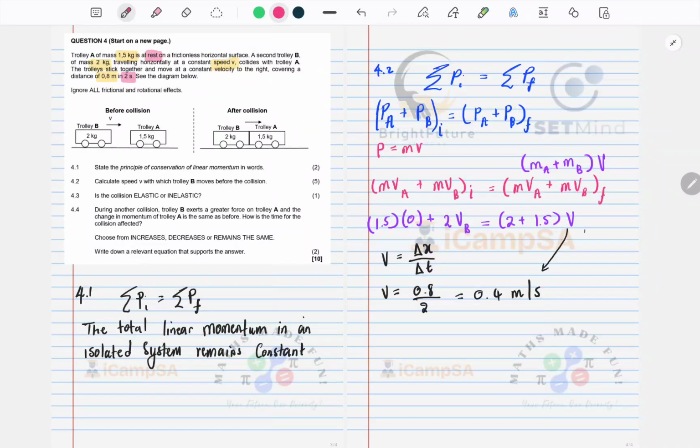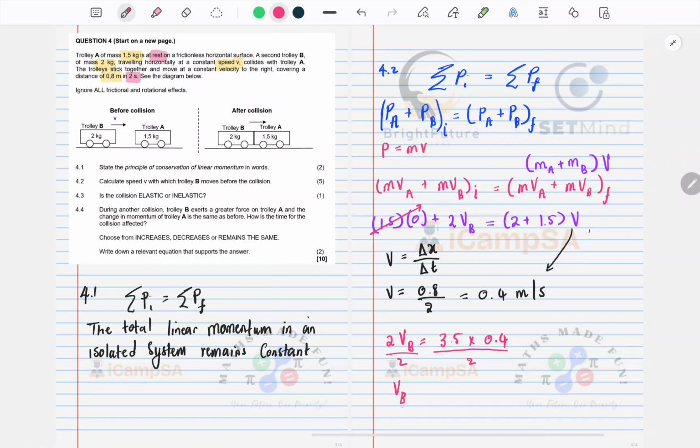So now we can go back. This is going to be 0 here, this is going to be 0. So now this is going to be 2 vB equal to 3.5 times 0.4, right? If we divide by 2, we're going to have our vB. So let's punch in our calculators.